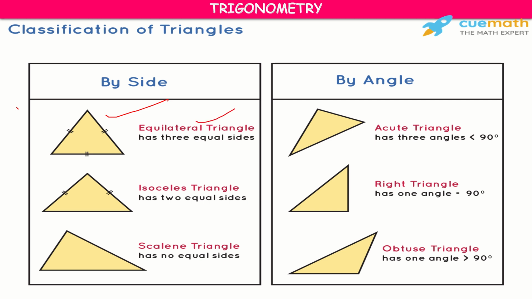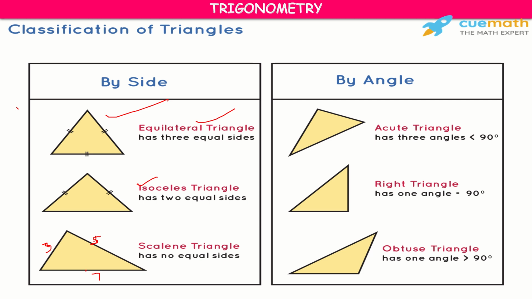And isosceles triangle: if any two sides of a triangle are equal, we say it is an isosceles triangle. And the scalene triangle: if all the three sides are different in length, we say it is a scalene triangle. Different in length means, suppose one is 3 centimeters, one is 5 centimeters and one is 7 centimeters. All these sides are different in length, so we say scalene triangle.